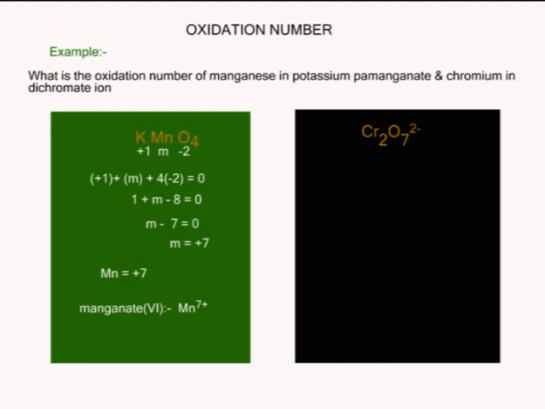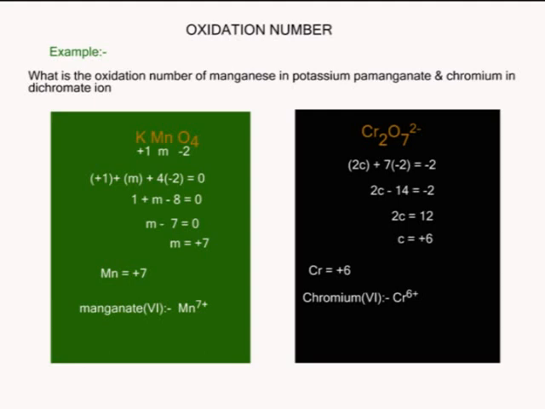Again, let's look at the oxidation number for the chromium in dichromate ion. Now you realize the overall charge on our species is negative 2. So the sum of the oxidation numbers should give us negative 2. Now we assign the oxidation number of chromium as C. There are two of them. So I'm going to have 2 times C plus 7 times minus 2 should give me minus 2. So 2C minus 14 is minus 2. 2C is 12 and C is positive 6. So chromium is positive 6. That is the oxidation number.